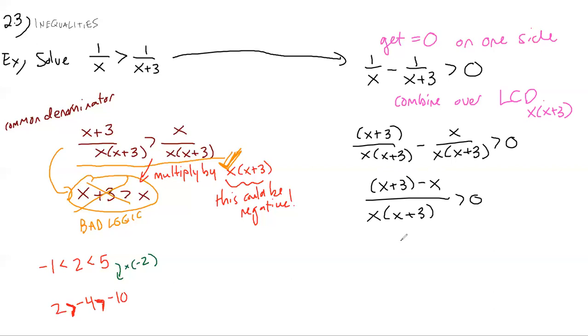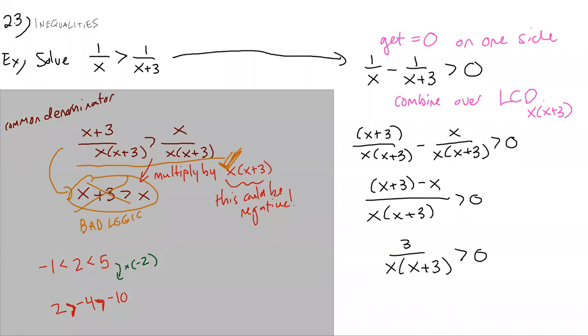The top cleans up a bit. It actually ends up just being 3 over x plus 3 is greater than 0. And so with this, now I'm in a good position to actually go ahead and make my table and do the inequality just like anything that I've seen before. So I'm going to get rid of all this super wrong stuff that I wrote on the left here.